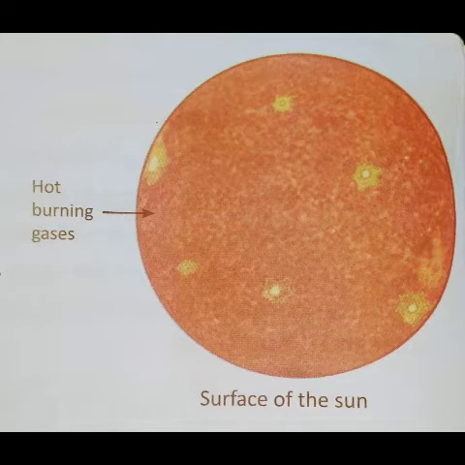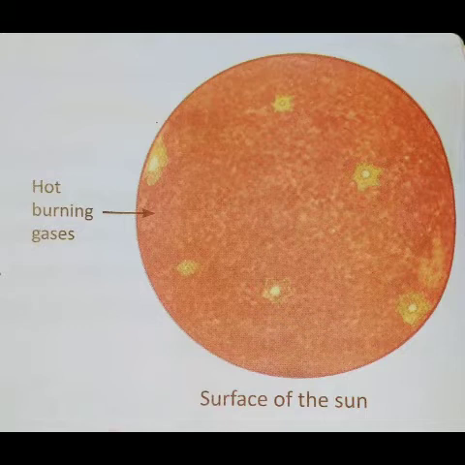Next, the spherical sun has a diameter of about 13,92,000 kilometers. The sun is so big that a million earths could fit into it. But it is still considered small because stars are usually much larger. In fact, the sun is called a dwarf star.